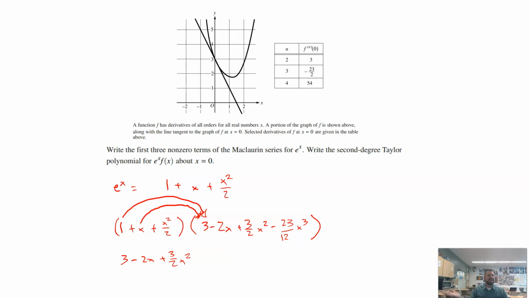But I only want the things that are x squared or lower to make my second degree Taylor polynomial. So I get plus 3x minus 2x squared plus 3 halves. Oh, I don't even need 3 halves x to the third. Then I'm going to multiply x squared in there. Okay, so I'm going to get plus 3x squared divided by 2. Once I have that, that's all I need in this problem, and I'm all done technically.